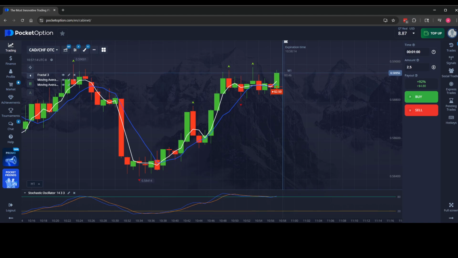As always, the rule is if I lose two consecutive trades, then I just stop. You know, it's just a good rule of thumb. Saves a lot of money and frustration.